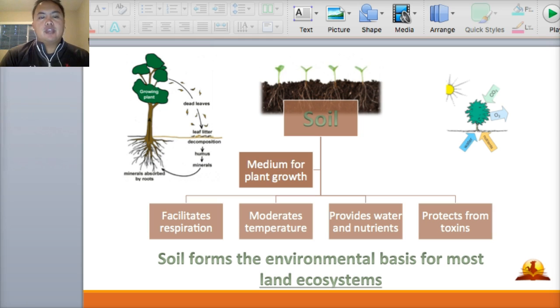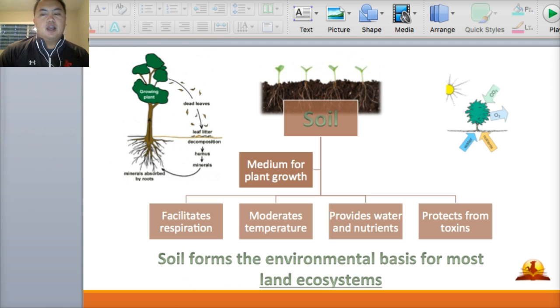One is soil. Soil isn't particularly important for us as humans, but it's important to plants, and plants are important to us. As you know, soil is the medium for plant growth, so we need soil so that plants can grow. You may be wondering, why do they need soil? Soil facilitates respiration, it moderates the temperature of the plants, it provides water and nutrients, and then it protects the plants from toxins. It's kind of like a filter so that they don't get all the bad stuff. So soil forms the environmental basis for most land ecosystems. How your environment is determined for land ecosystems really heavily depends on soil.